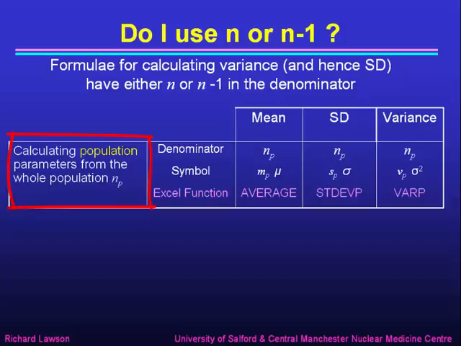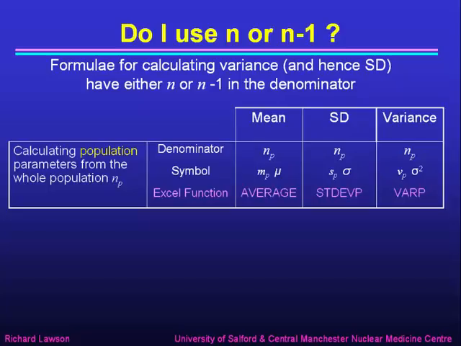If you're calculating the population parameters, either mean or standard deviation or variance, from the whole population with a number of samples np in it, so this is assuming that you've got all the population available to you, then you're always going to have np, the number in the population, in the denominator of these equations. If you're calculating the population mean, I've called mp, other texts may use the symbol mu for that. I've used SP for the standard deviation, other texts may use the letter sigma for that. I've called the variance VP, other texts may use sigma squared.